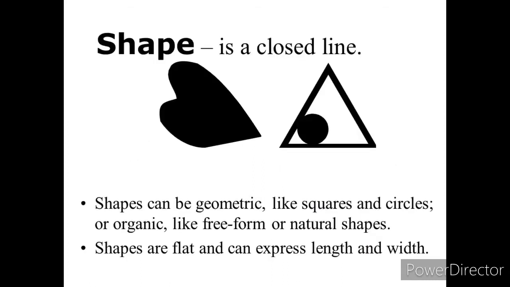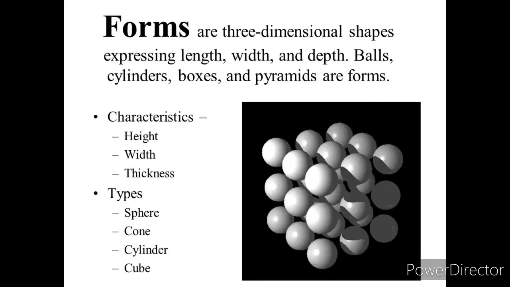Next is shape, a closed line. Shapes can be geometric like squares and circles, or organic like freeform or natural shapes. Shapes are flat and can be expressed in length and width. Forms are three-dimensional shapes expressing length, width, and depth. Balls, cylinders, boxes, and pyramids are forms. Characteristics are height, weight, thickness, and types are sphere, cone, cylinder, and cube.